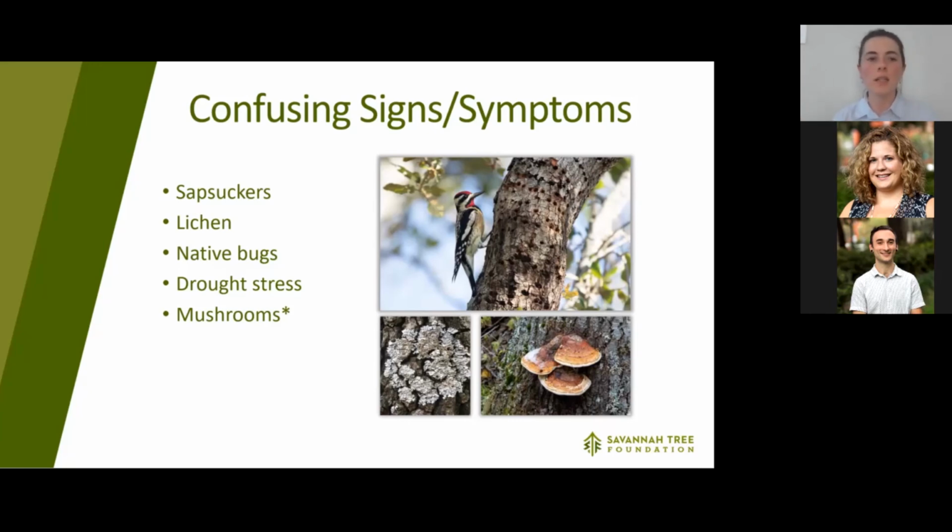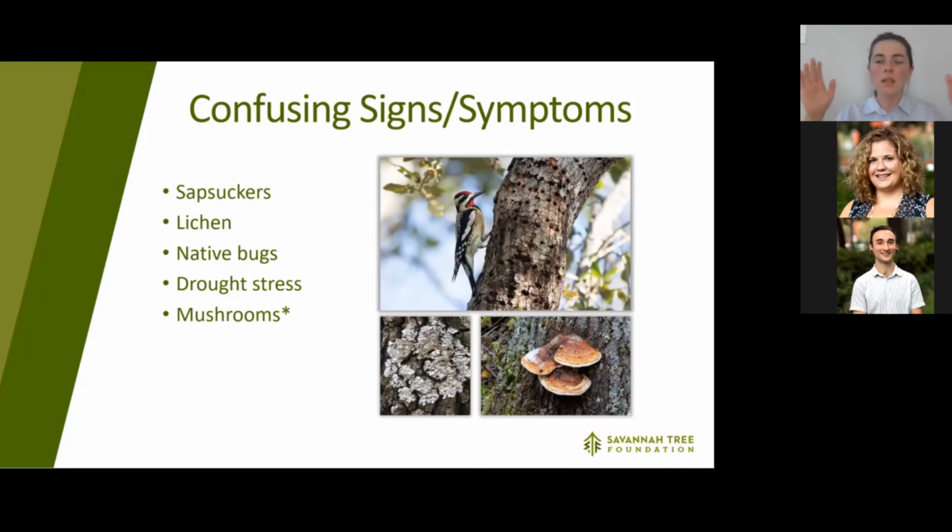There's also lichen. Lichen has a perfectly symbiotic relationship with trees, and it looks like a disease, but it's really not, and it's perfectly normal. It can sometimes look like white rot, but otherwise that would be up to an arborist to determine the difference if you're very curious. A lot of the times, like I said, native bugs also look very similar to invasive species.